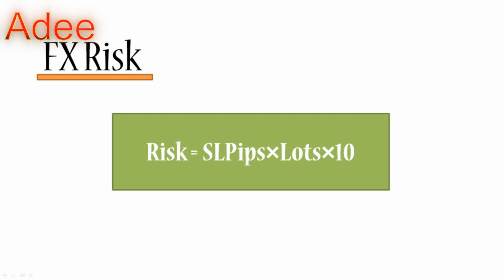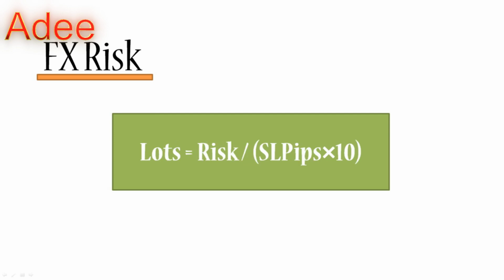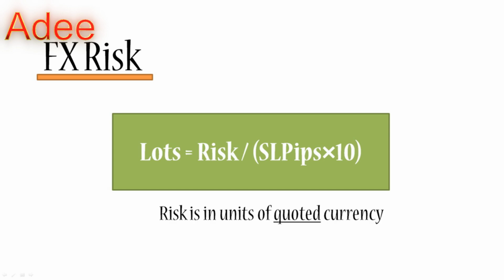And now let's take it a step forward. Let's, from this formula, derive what our lots would equal if we know risk and stop loss in pips. In that case, lots is equal to risk divided by the stop loss in pips times 10. And all of this is measured in, well, risk in this case is measured in units of quoted currency. So this is a formula that I'd like to draw our attention to, because this is a very, very important formula that we will be using throughout our live Forex trading in the further tutorials.